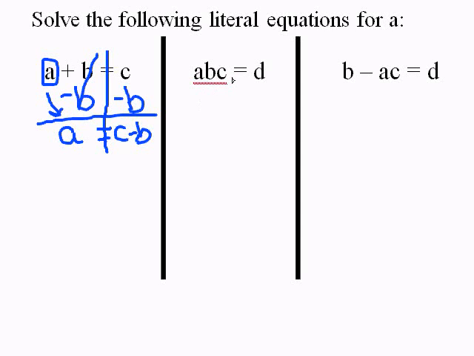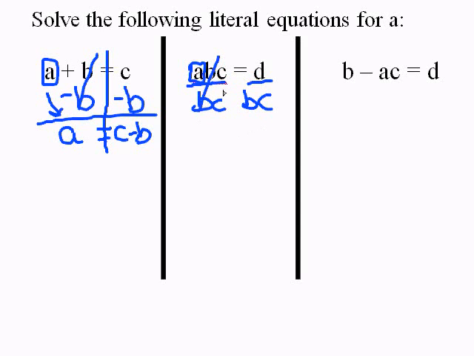abc is equal to d. This means a times b times c is equal to d. So again, I'm going to box the a to let myself know that's the variable I'm trying to get by itself. And it's attached to the bc through multiplication. The reason I know this is because the a is next to the bc, meaning it's being multiplied by the bc. So to undo the multiplication, we'll divide both sides by bc.